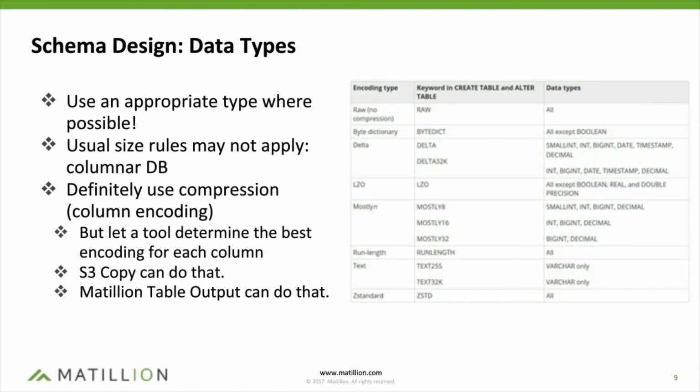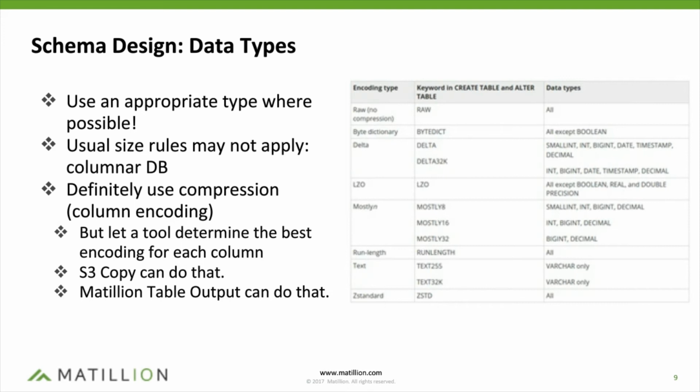The difficulty is knowing which of these to use on each column. And actually, the best approach is to let a tool figure out the best encoding by trying them all and seeing which one worked. S3 copy in Redshift can do that. Matillion table output can do that. So most of the time, it's not really worth putting any more effort in. Just hand that over to a tool to figure out for you.